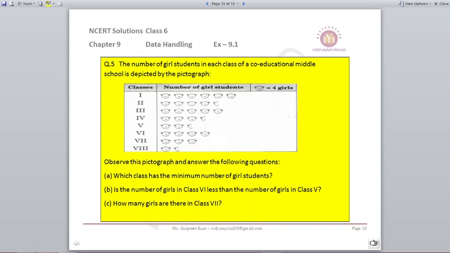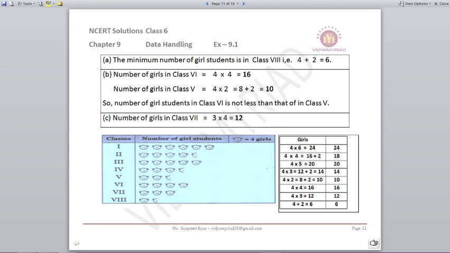Question number 5. The number of girl students in each class of a co-educational middle school is depicted by the pictograph. Now here if you see, the classes 1 to 8 are shown with the help of a pictograph. There is a face of a girl shown and each symbol is representing 4 girls. So let us first find out how many girls are there with the help of the data given to us.